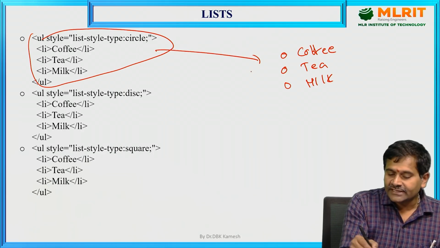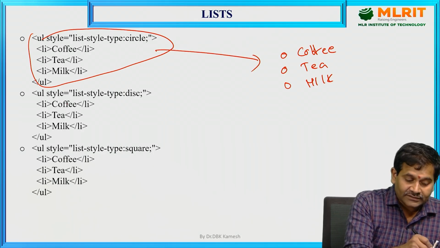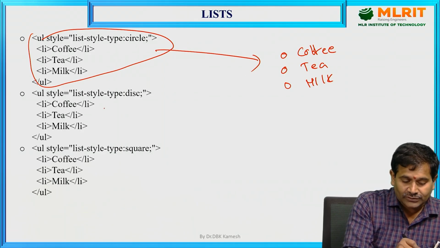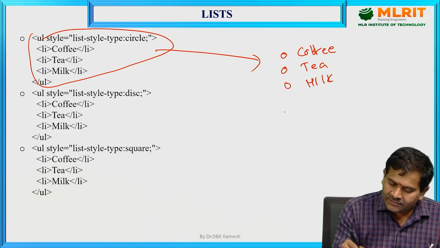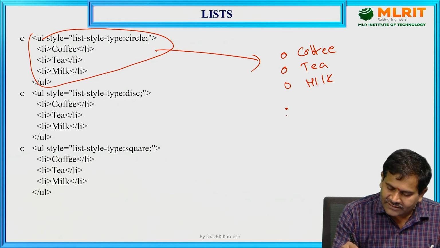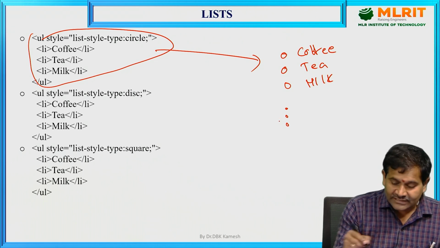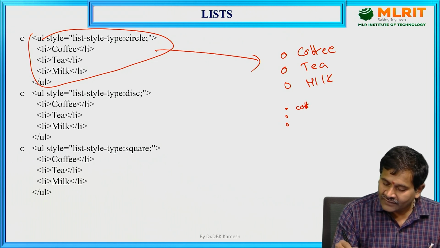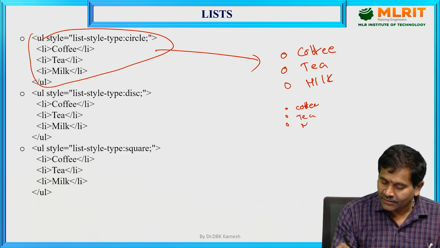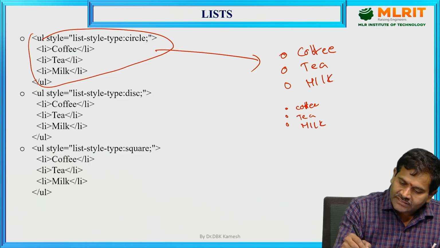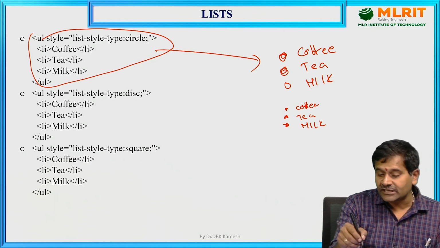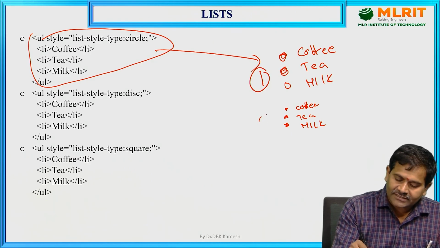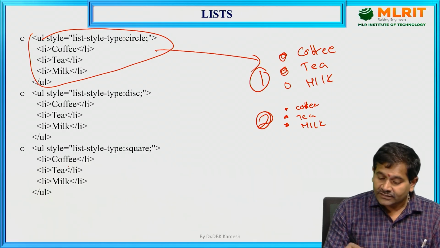This is indicated like this. For the second one, the UL style is equal to list style type disk. So this is circle, and the same for this one, disk. First the coffee, the same, but the symbol is changed, then milk, like this. So this is the circle, this is disk, right? Somewhat changes in the first one and the second one, and in the third one, the same.